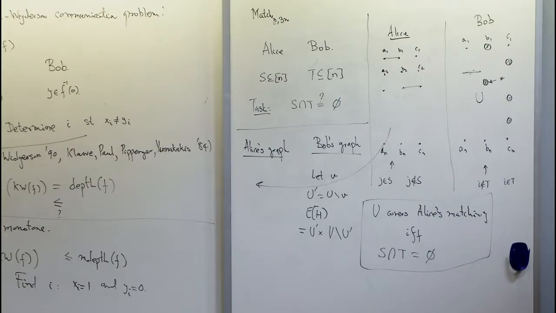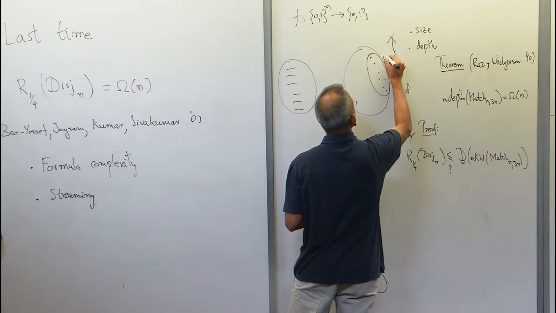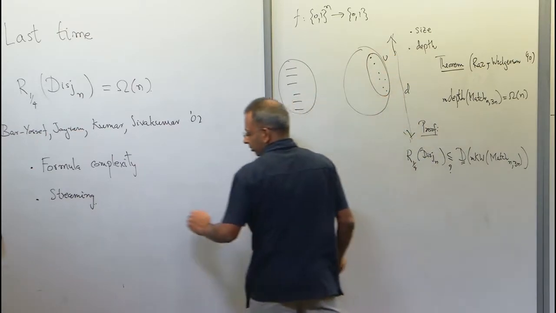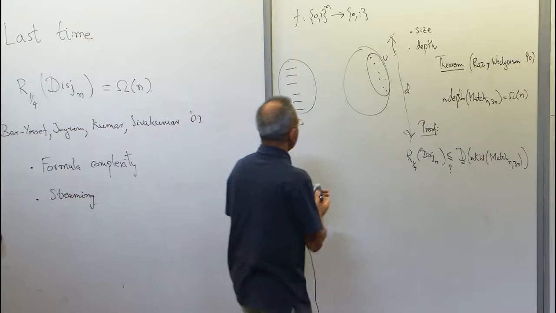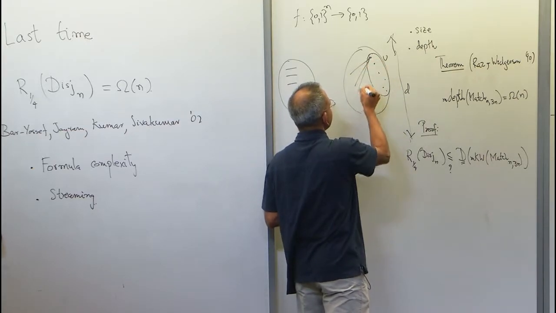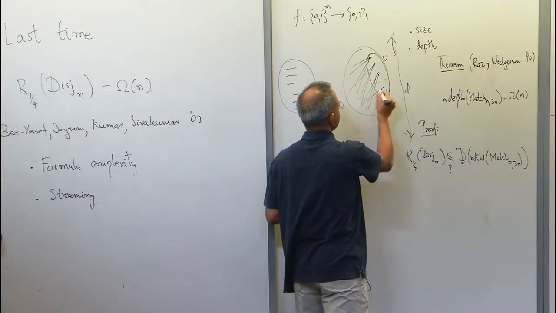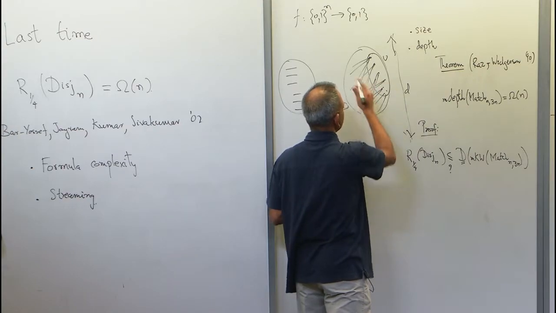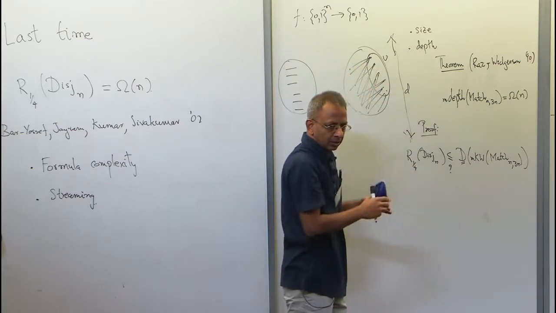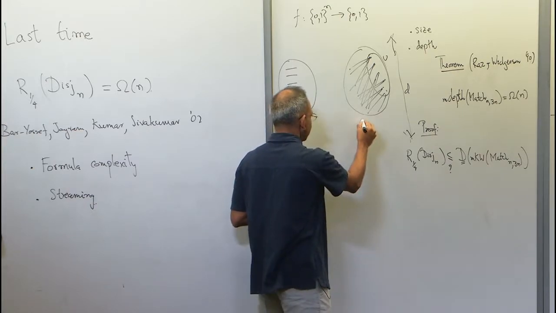Alice has a matching, and Bob used to have this set U of vertices. So what does he do? He just drops one vertex, and all the rest he connects completely. This is Bob's graph. This is Alice's graph. Let's call this G. We call this H.